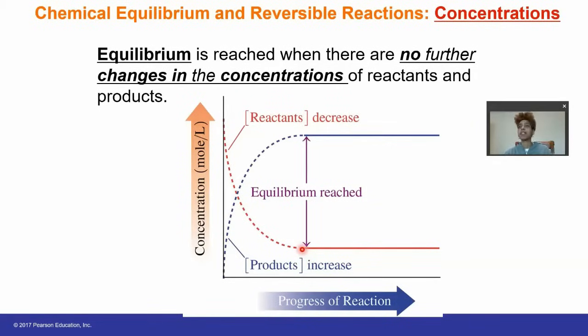And at the point in which the concentrations no longer change, then we are at equilibrium. So once again, back to the simulation, it was when the reactants and the products, the bar graphs were constant. When they were moving, the system was not at equilibrium. When they were constant, we were at equilibrium. Okay?